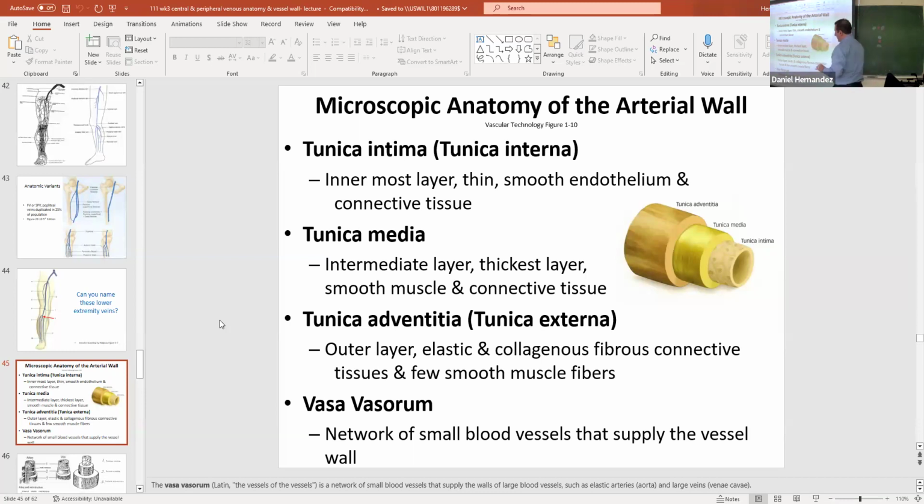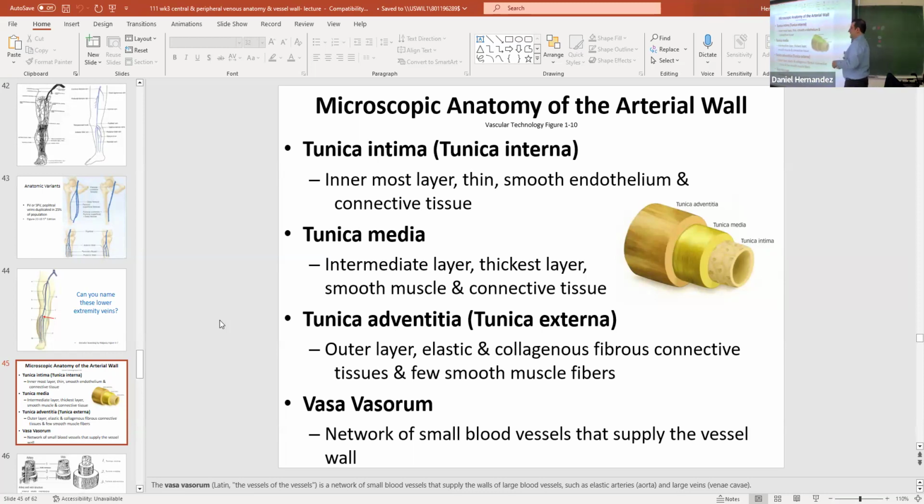And then the last thing that I want you guys to know is that vessels are living tissue. So they need their own blood supply and nutrients. The way that our blood vessels get their nutrients is from a network of vessels referred to as the vasa vasorum. These are a network of small vessels that supply nutrients and blood flow to the vessels themselves. These lie on the outer layer, that adventitial layer.